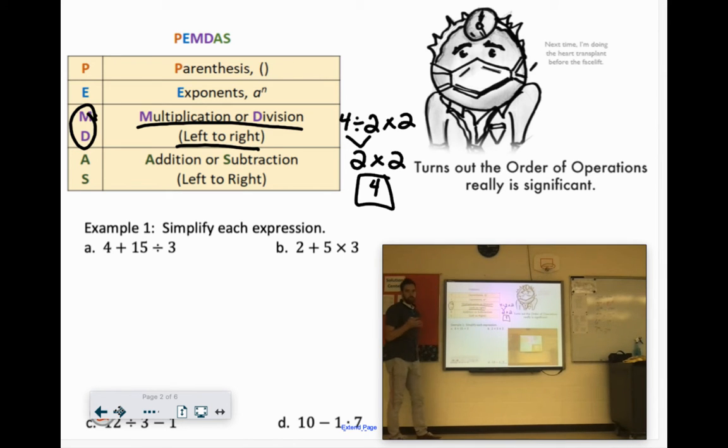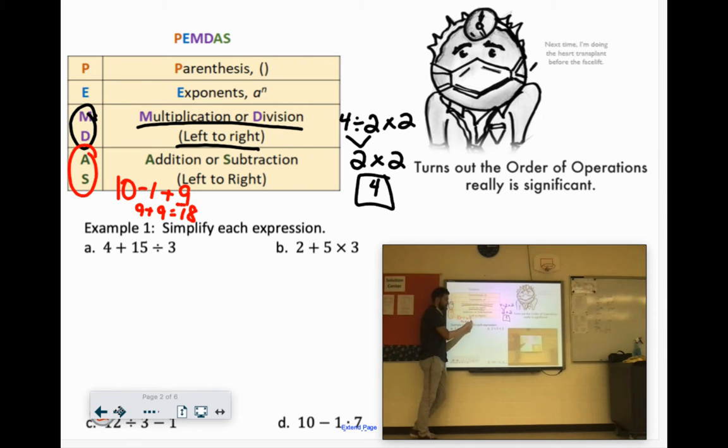It's the same thing with the addition and subtraction. It's the same step. You just go from the left to the right. So if you had 10 minus 1 plus 9, you would just start on the left and go to the right. So 10 minus 1 is 9. Plus 9 is 18. That would be the correct answer.